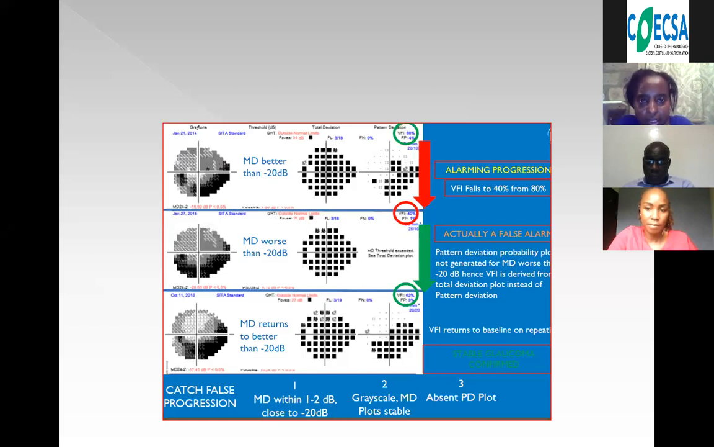So this is a view of a patient who is being followed, and on looking, the VFI was 60%, and suddenly it declined to 40%. In this case, one actually thought that they had progressed, but a repeat test was done. What happened was that the pattern deviation was not generated. We had said for a mean deviation that is really bad, like -20, VFI will be calculated from the total deviation instead of the pattern deviation. It looked like progression, but on repeating, it was not a true progression.